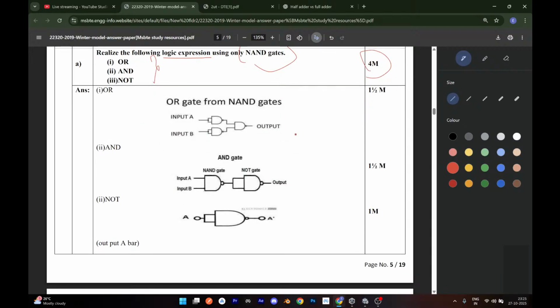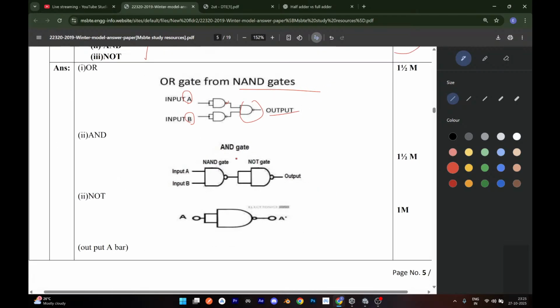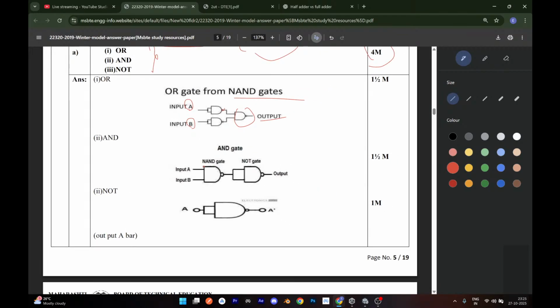First, we have to make the OR gate from NAND gates. This is the basic OR from NAND, with 2 inputs and 1 output. Then the AND gate using NAND gates: this is the NAND and this is the NOT. Okay, got it. This is for 1.5 marks.